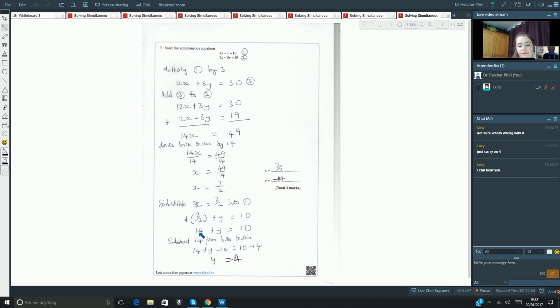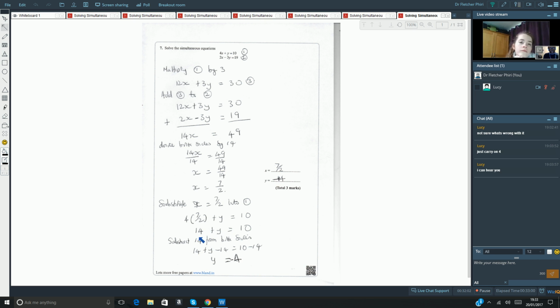If I multiply this one by 4, 7 over 2 times 4 is going to give me 14. The other way of looking at it is the 2 here and the 4 here, the 2 cancels, and 2 times 7 is going to give me 14. Or 4 times 7 is 28, and 28 divided by 2 is going to give me 14. Whichever way you want to do it. Then plus y is equal to 10.